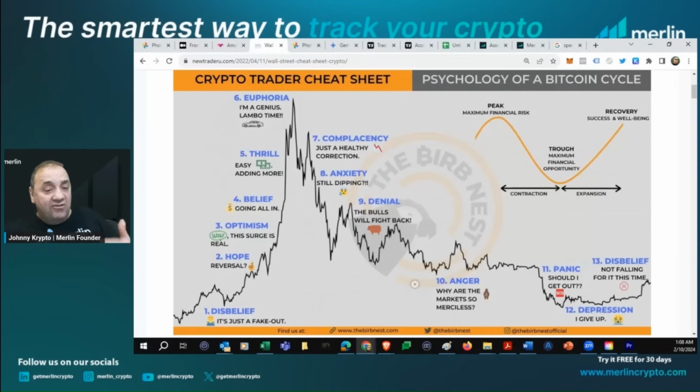And now when you get to this euphoria state at the top, this is where you think, I'm a genius. I knew it. I'm going to go buy a Lambo. In this phase, people typically use leverage. They go out and borrow money they don't have, or they borrow from the exchanges and put more money in that they don't have. And that drives the price up even higher.